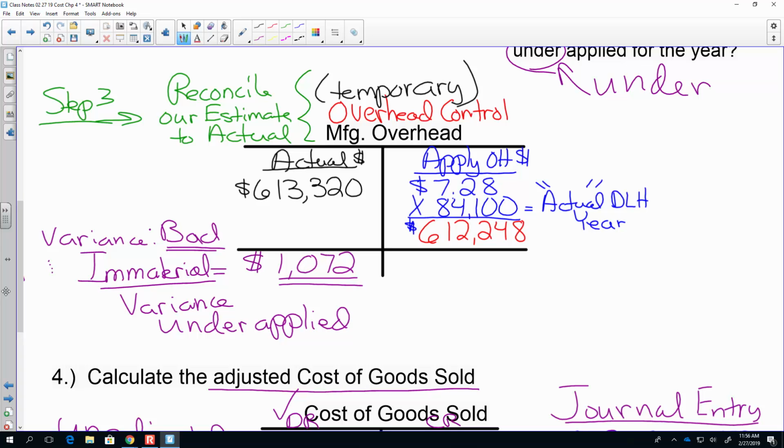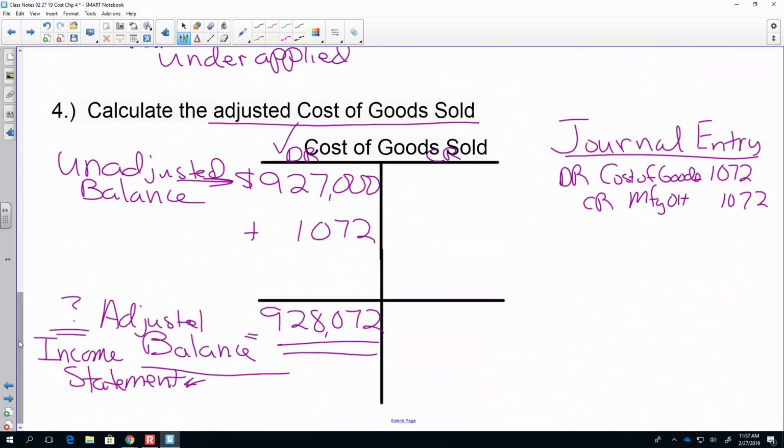Whether it's over or under, they're both bad, right? I would prefer to be over applied. Why is that? Well, if I'm under applied at year end, I'm going to be doing what to my cost of goods sold? Jumping it up quite a bit. Does an owner like to see his profit go down with one journal entry? No. No, right? Makes sense.